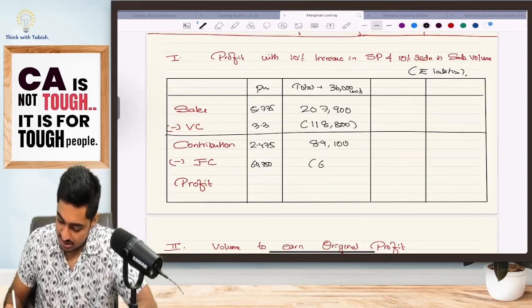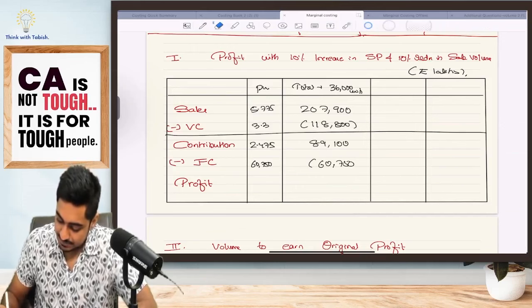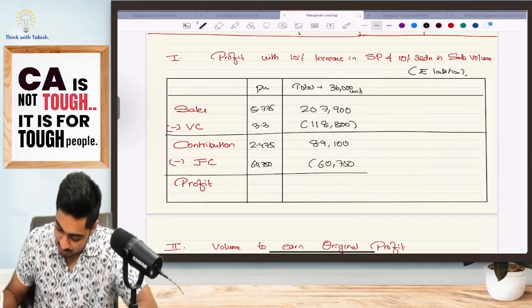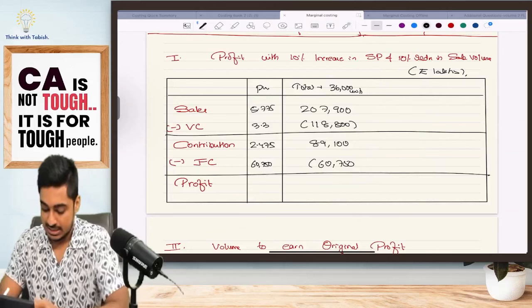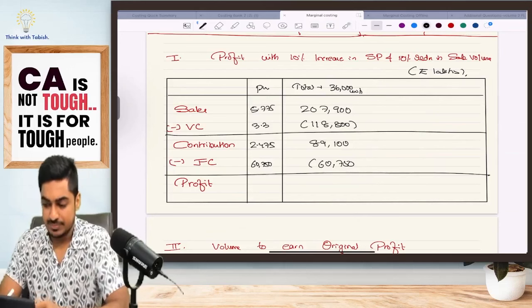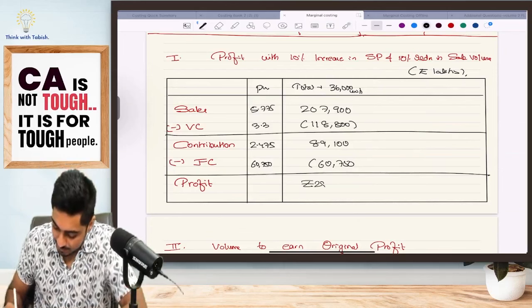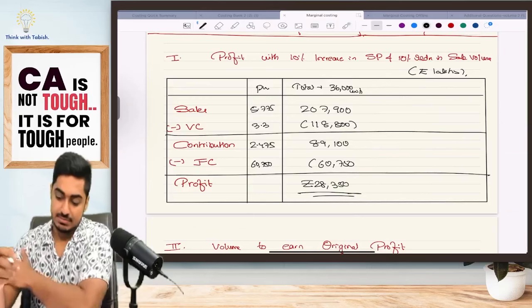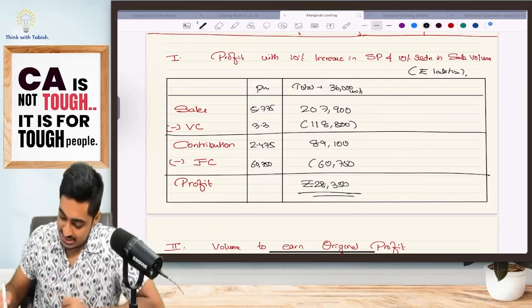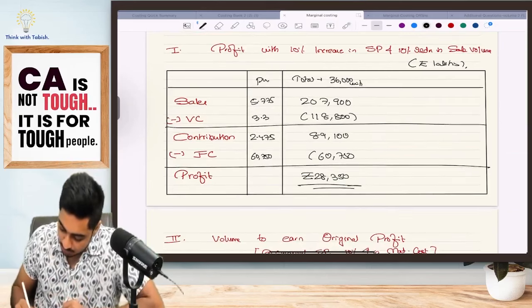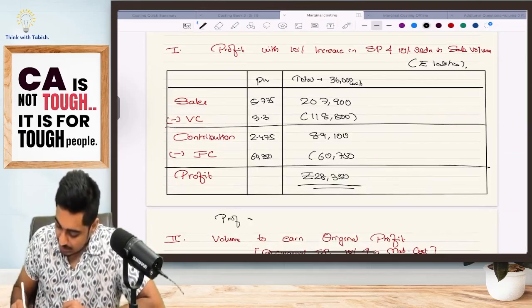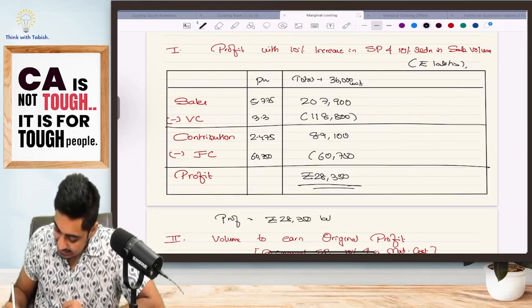How much is fixed cost? 60,750. That means what is going to be my profit, students? 89,100 minus 60,750. Is it going to be 28,350? Yes or no, everyone? Yes, sir. So the question is asking me my profit, so I will just write, therefore, profit is going to be, final answer, 28,350 lakhs.